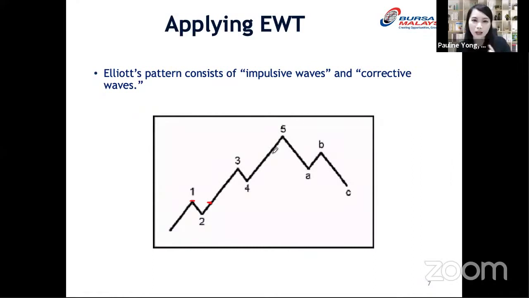And wave number 5 is something that I try to avoid. But sometimes wave number 5 can be extended, so it's hard to say as well. Okay, there's no right or wrong, definitely no right or wrong. But the safest bet is wave number 3. Okay, that is the safest bet.